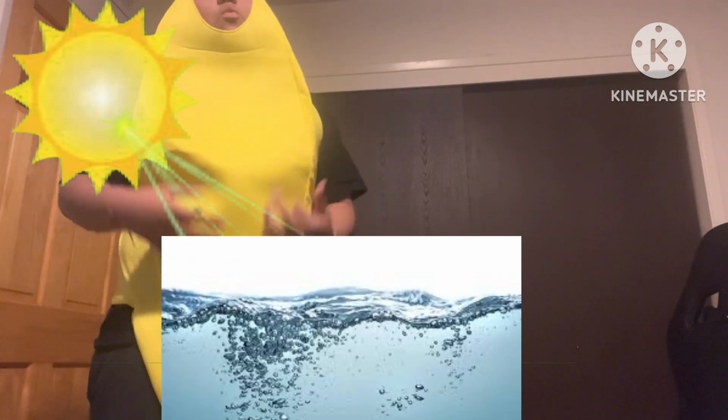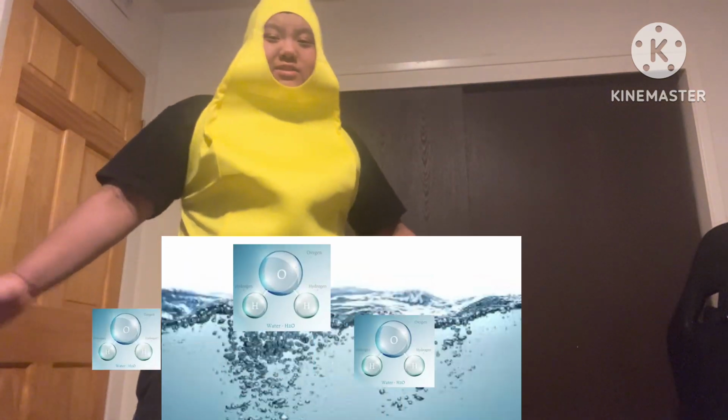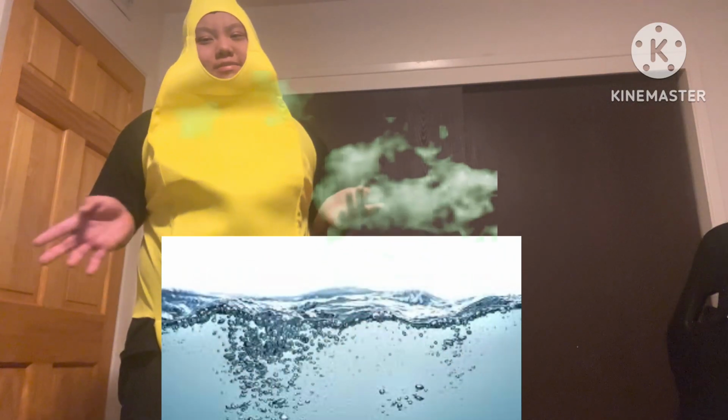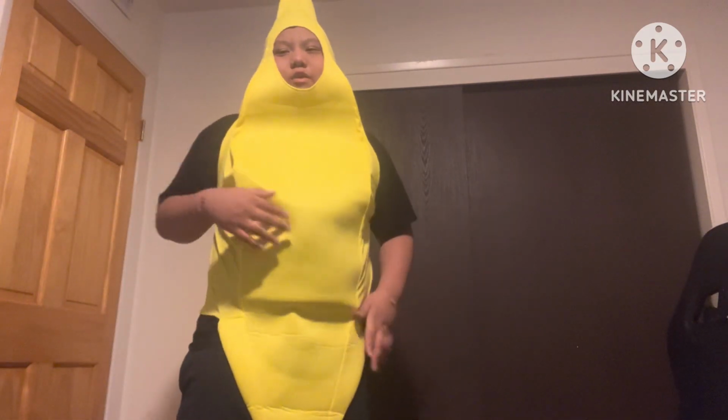Now you see, evaporation is when the sun heats up the water. When it heats up the water, it makes the water molecules move very fast. They move so fast, they start to evaporate, like disappearing out of thin air. Can you imagine your water evaporating out of thin air? It's crazy how the heat can do that. Now, we are going to talk about condensation.